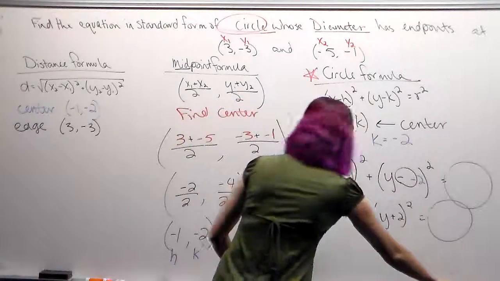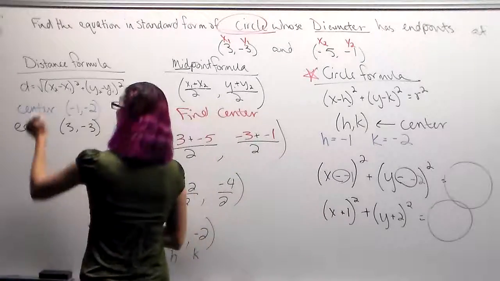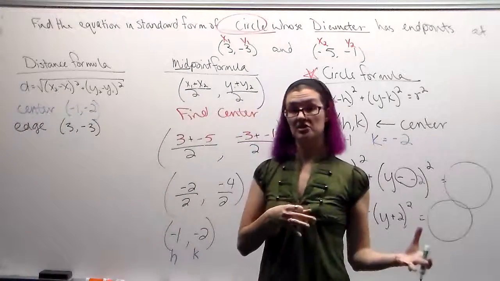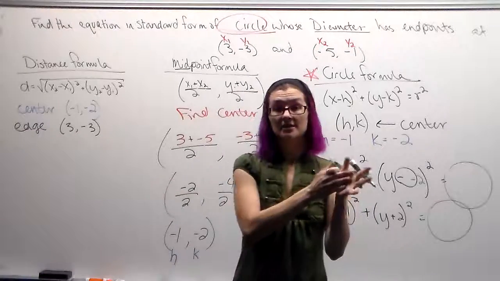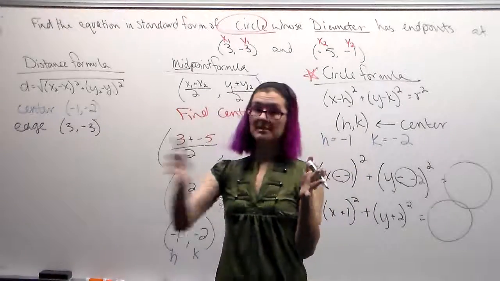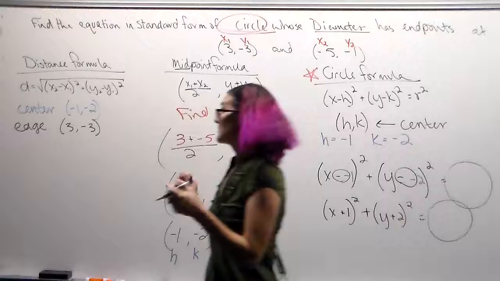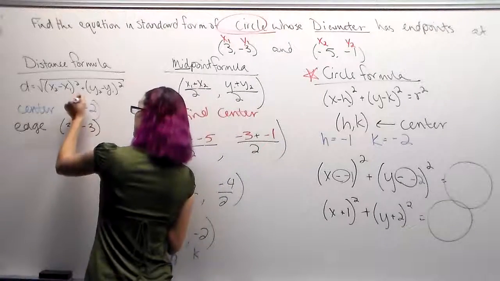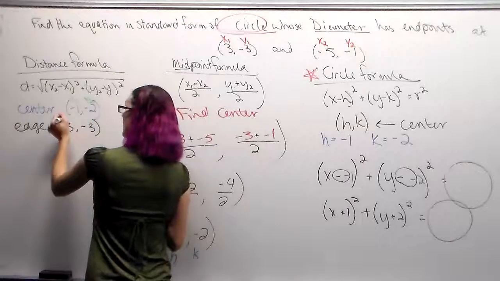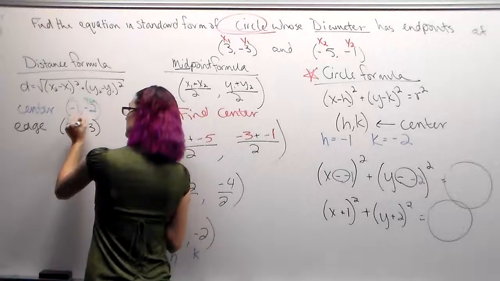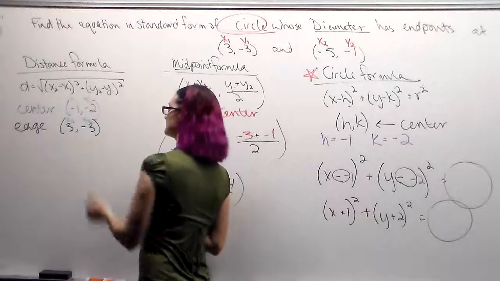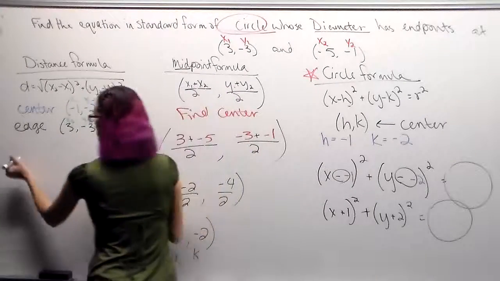Then as I go to work them out, I'm going to label my points. It does not matter which one is x1 or x2. The distance to somewhere is the exact same as the distance back. So I'm going to put the top one that I happen to write down as 1, and the second one as 2. Okay. So my distance formula.